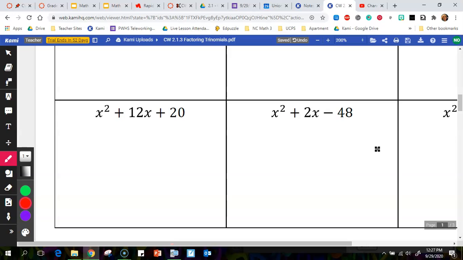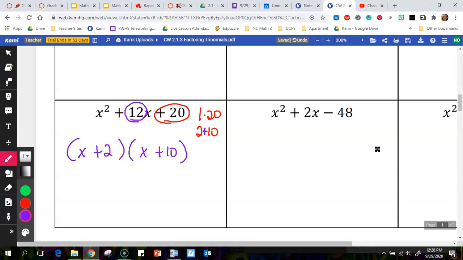Okay, so I have a positive 20 and a positive 12. Let's list factor pairs for positive 20. 1 times 20, 2 times 10. What else do I have? Oh, that one works, doesn't it? 2 times 10 is 20. 2 plus 10 is 12. So that works. x plus 2, x plus 10. And if you use the box method and multiply these back out, you would get this original quadratic here.